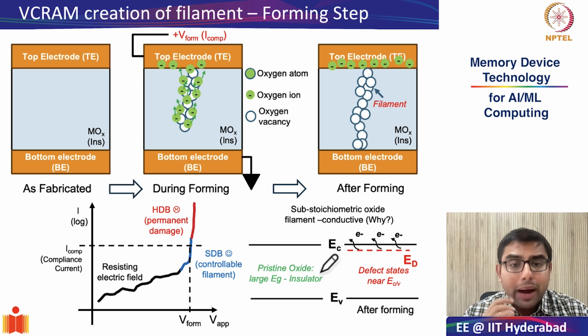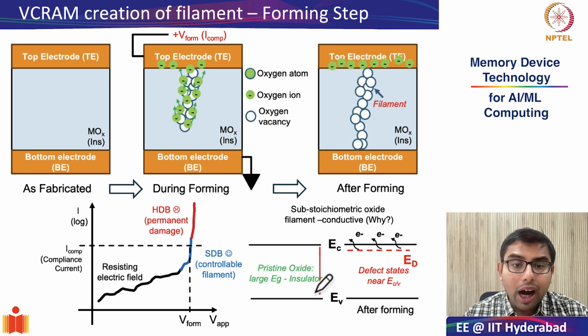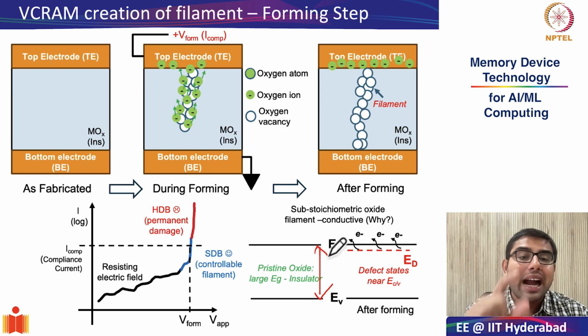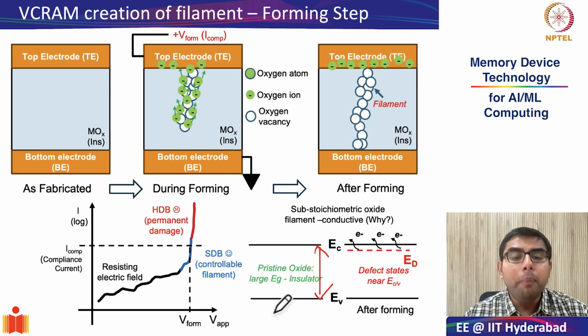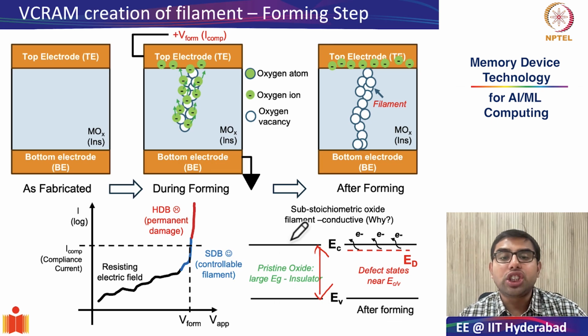So the band diagram for a pristine oxide is something where you see a very large gap between your conduction band and your valence band. This large gap or band gap is what makes a pristine oxide an insulator. This is because carriers cannot transit from the valence band to the conduction band.